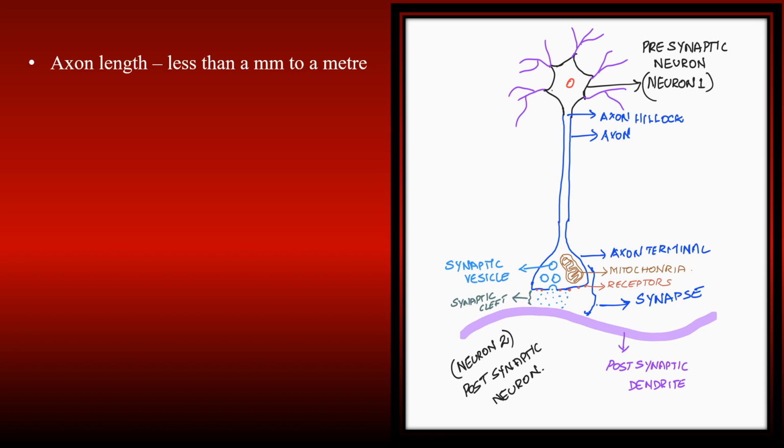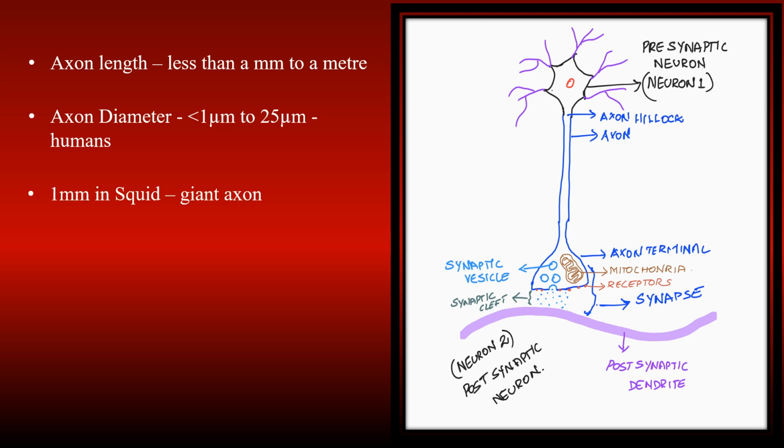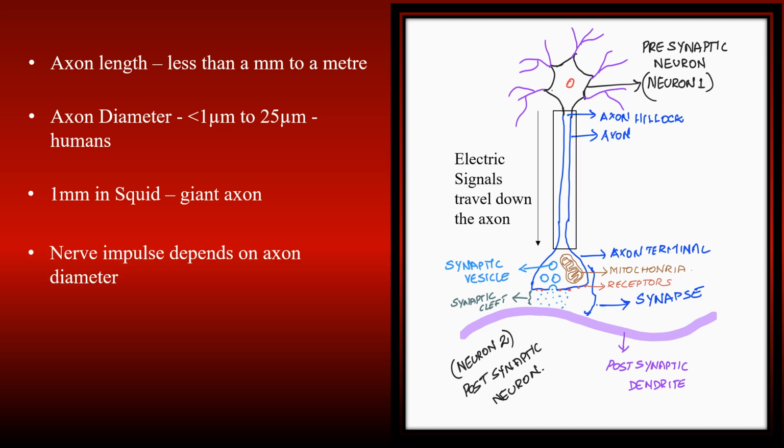The length of the axon may range from being less than a millimeter to being about a meter. Axons can range from less than 1 micrometer in diameter to 25 micrometers in diameter in humans. Squid has the largest axon diameter of 1 millimeter. The size of the axon is important because the nerve impulse, which is the speed of electrical signals that sweeps down the axon, depends on axon diameter. The thicker the axon, the faster the impulse.